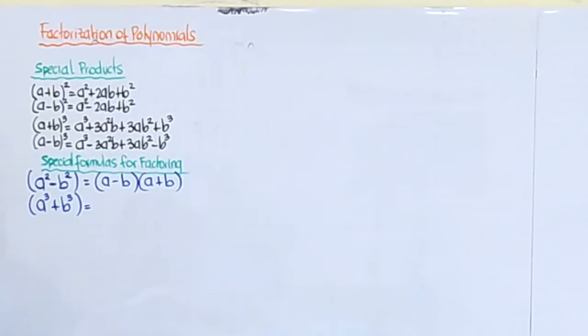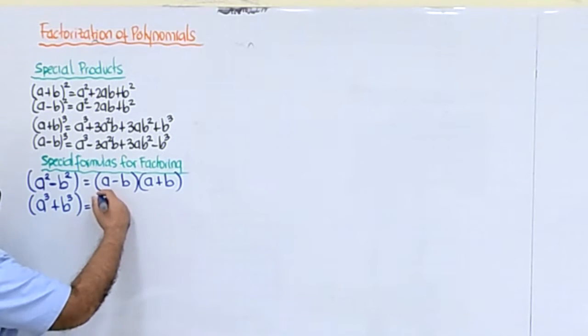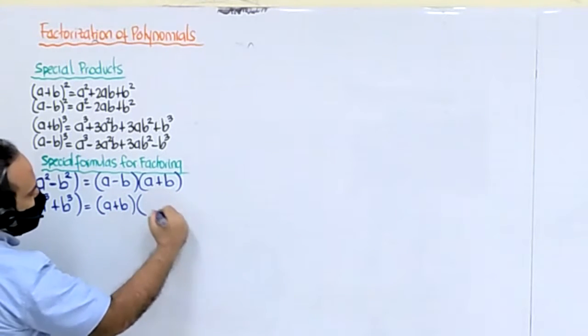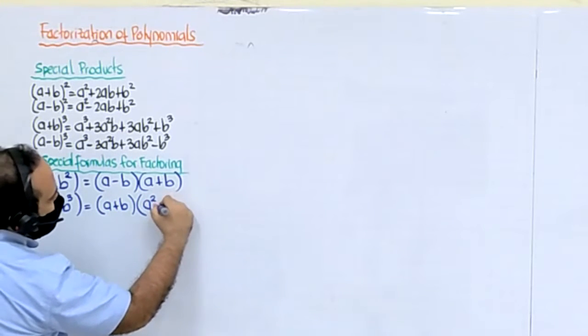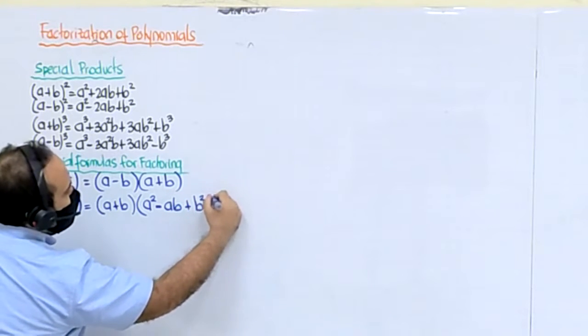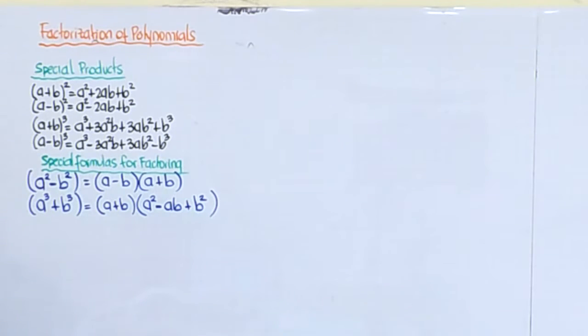How we can expand this special formula for factoring is given by the equation (a plus b) times (a squared minus ab plus b squared). Yes, this is a negative sign. I know there is no number two, but this is the special formula for factoring. This is addition of cubes.